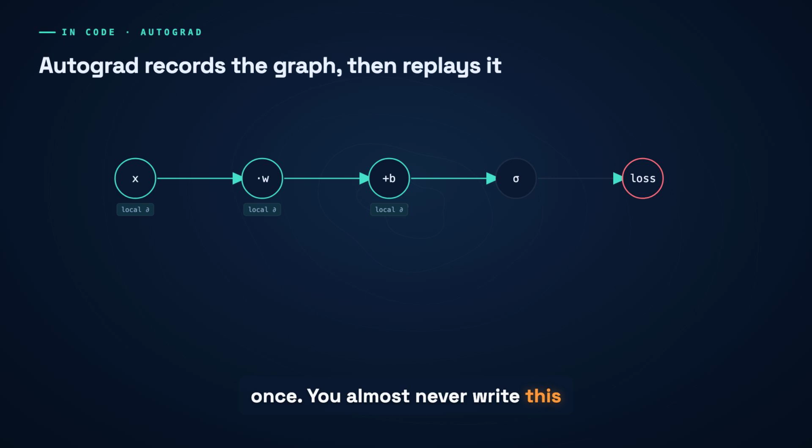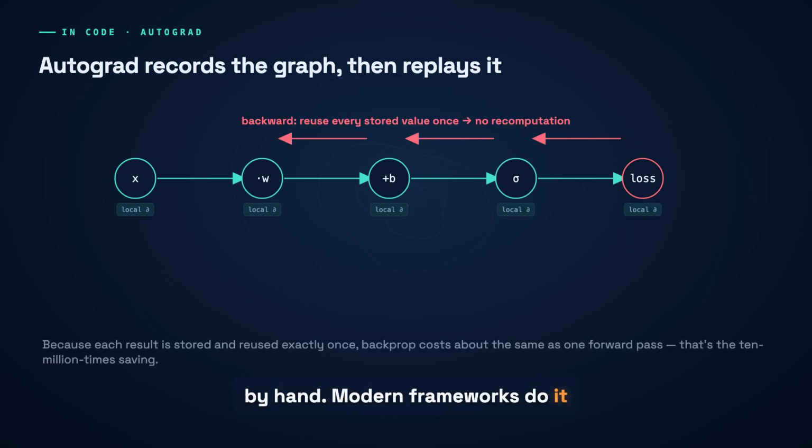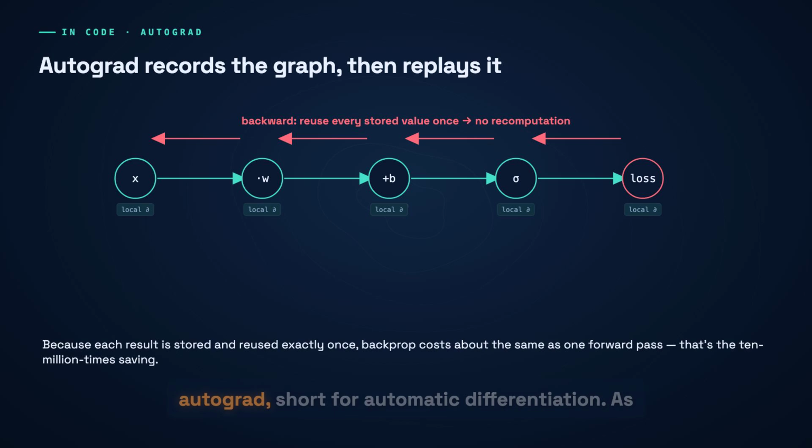You almost never write this by hand. Modern frameworks do it for you with a tool called Autograd, short for automatic differentiation. As the forward pass runs, the framework quietly records every operation onto a tape, a computational graph, and remembers each step's local derivative. To get the gradients, it simply replays that tape backward, multiplying as it goes. Because every intermediate value is stored and reused exactly once, computing all the gradients costs about the same as a single forward pass. That reuse is why backprop is millions of times faster than working out each derivative from scratch.